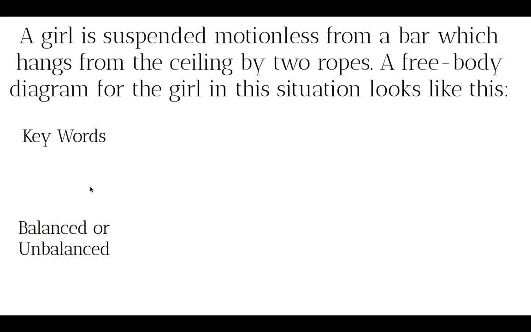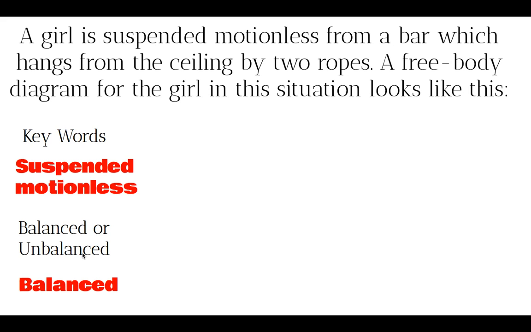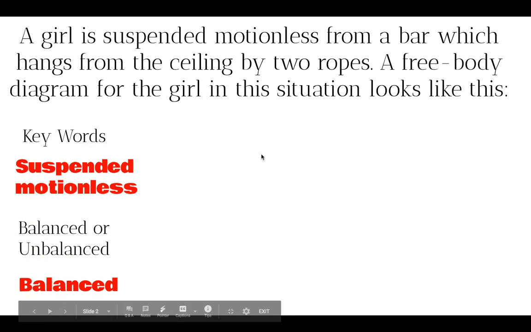Next example: a girl is suspended motionless from a bar which hangs from the ceiling by 2 ropes. The free body diagram looks like this. Keywords here are that the girl is suspended motionless. Again, not moving, which makes this another example that is going to be balanced. So we know that our arrows are going to balance out. We're going to have the force of gravity again going downward, and in the opposite direction, because she's hanging motionless, that's technically the force of tension, which is how we want to label that.